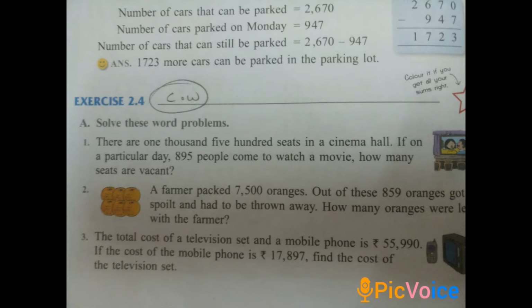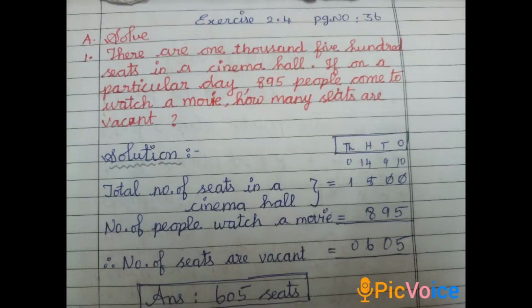First question, I'll explain. Now the first one is: there were 1500 seats in a cinema hall. If on a particular day 895 people come to watch the movie, how many seats are vacant?